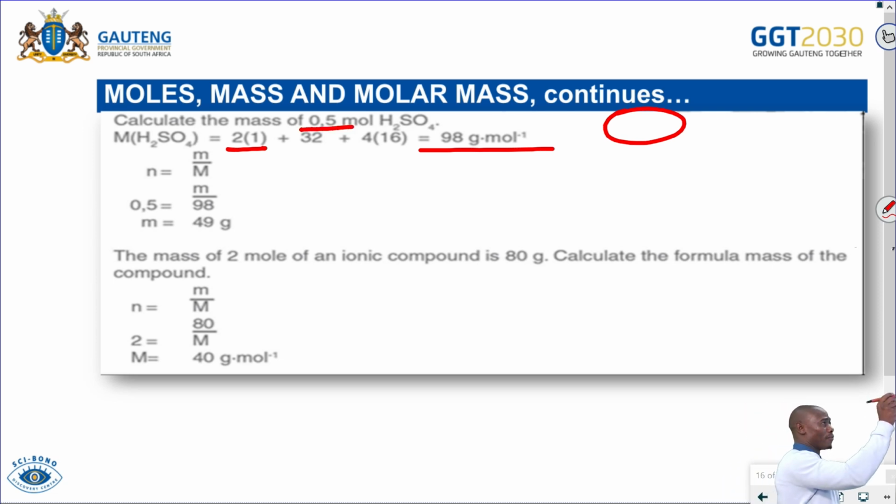Okay? So now, what are we having? We are having the number of moles. We are having the molar mass, right? Then we can calculate the mass of what? Of sulfuric acid in 0.5 moles, right? Then the equation again, you can see they didn't manipulate the equation. The equation is the way it is from the data sheet: n equals mass over molar mass, right?